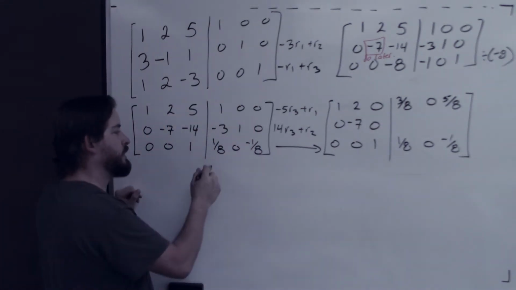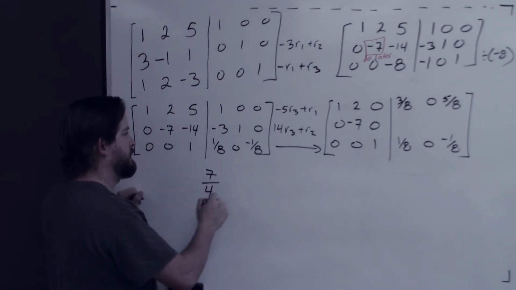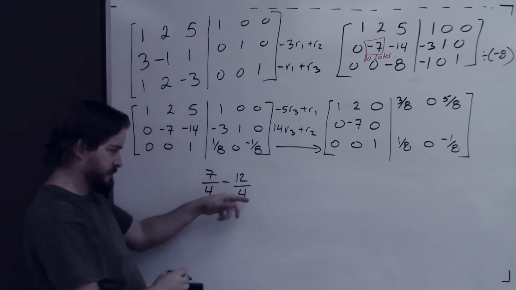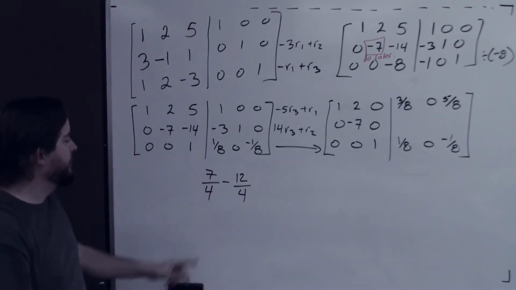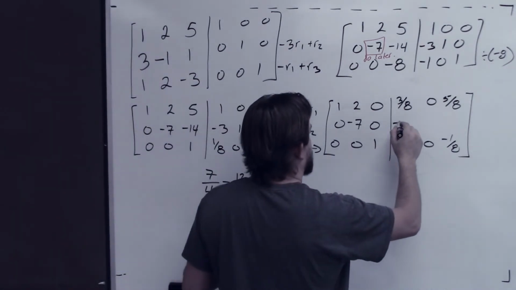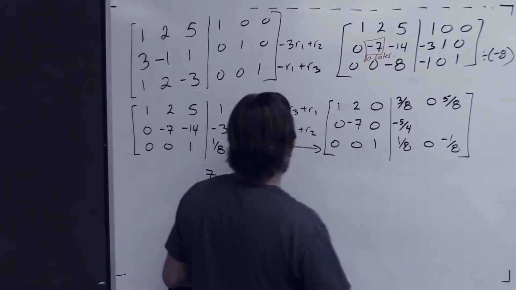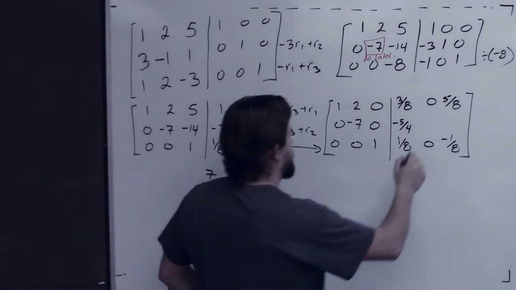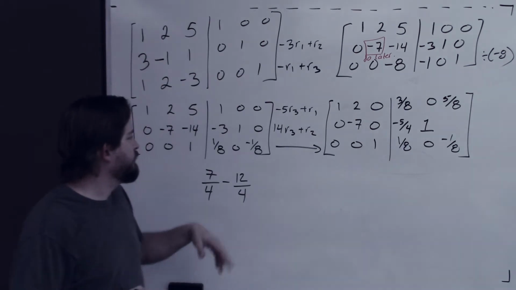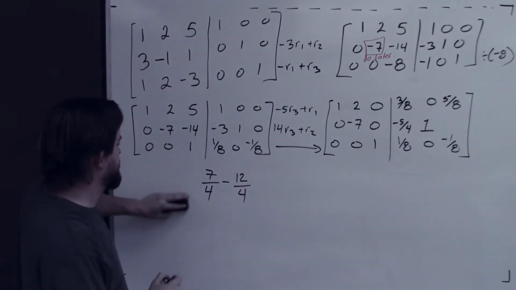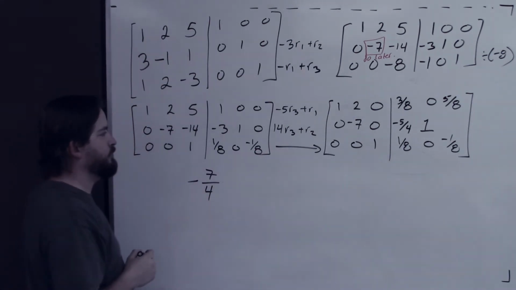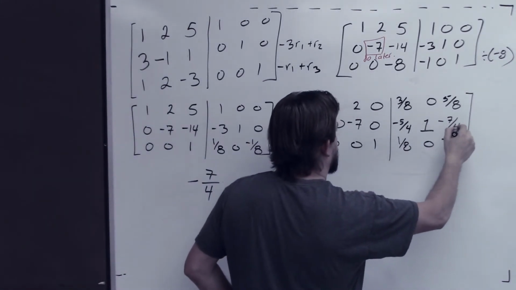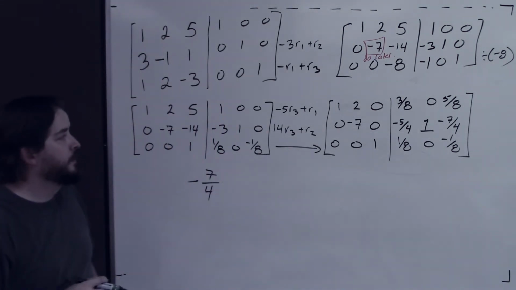14/8, or 7/4, plus negative 3, or minus 12/4, that's negative 5/4. 14 times 0 is 0, plus 1 is 1. 14 times negative 1/8 is negative 7/4 plus 0, negative 7/4. Okay. So I'm almost there.